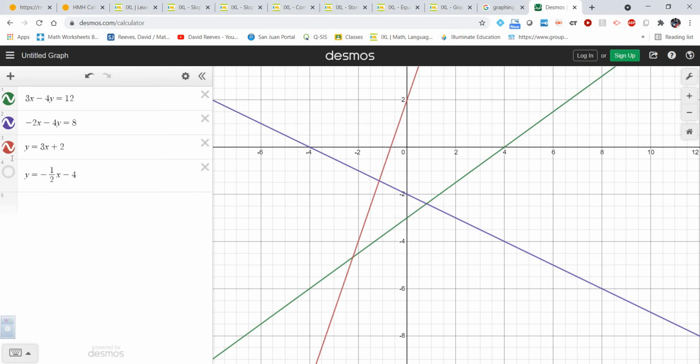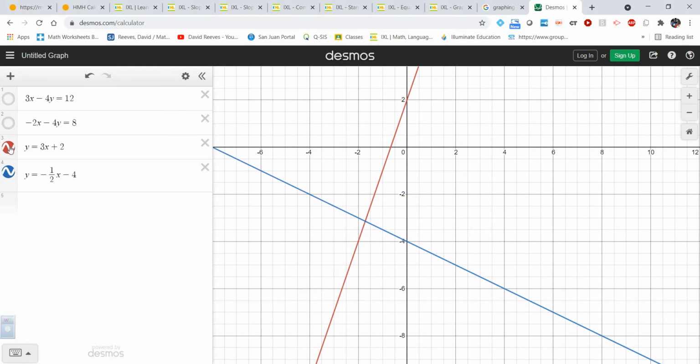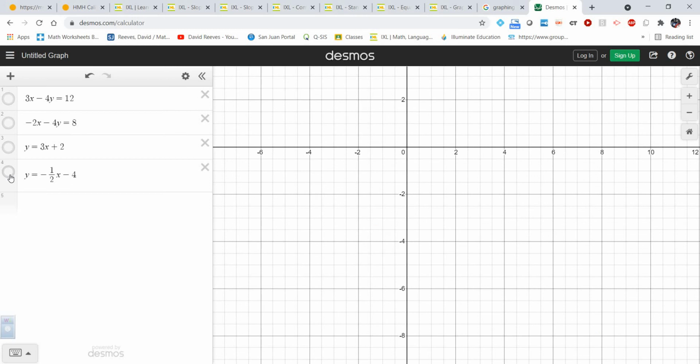Now you will notice all of these equations we graphed were diagonal. They went at an angle, right? But sometimes a line can be completely vertical or completely horizontal. All right, so let me go ahead and hide all of these. Now, what would a completely horizontal line look like? Well, let me just show you.